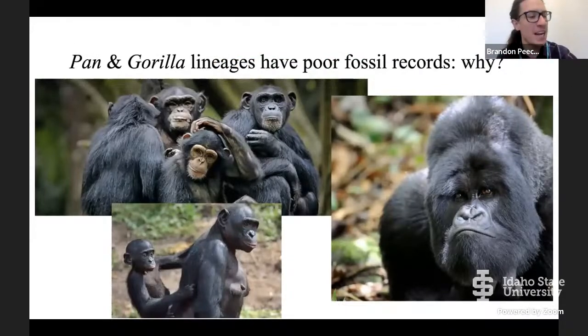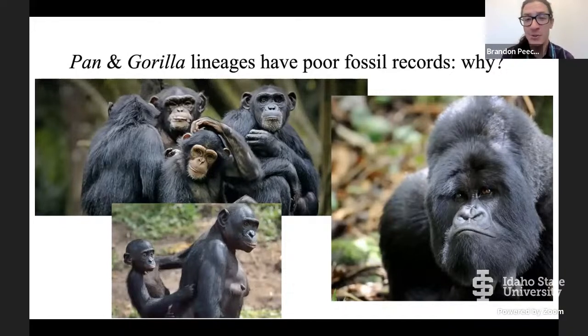I'm not going to spend too much time on this again because of time. I see it's 11:14, but chimpanzees, bonobos, and gorillas have a pretty crummy fossil record. We don't have a lot of good fossils of them. And the reason for that really is that those animals live in rainforests, in wet forests, and wet forests do not preserve fossils very well. When something dies in a rainforest, it gets consumed really fast.